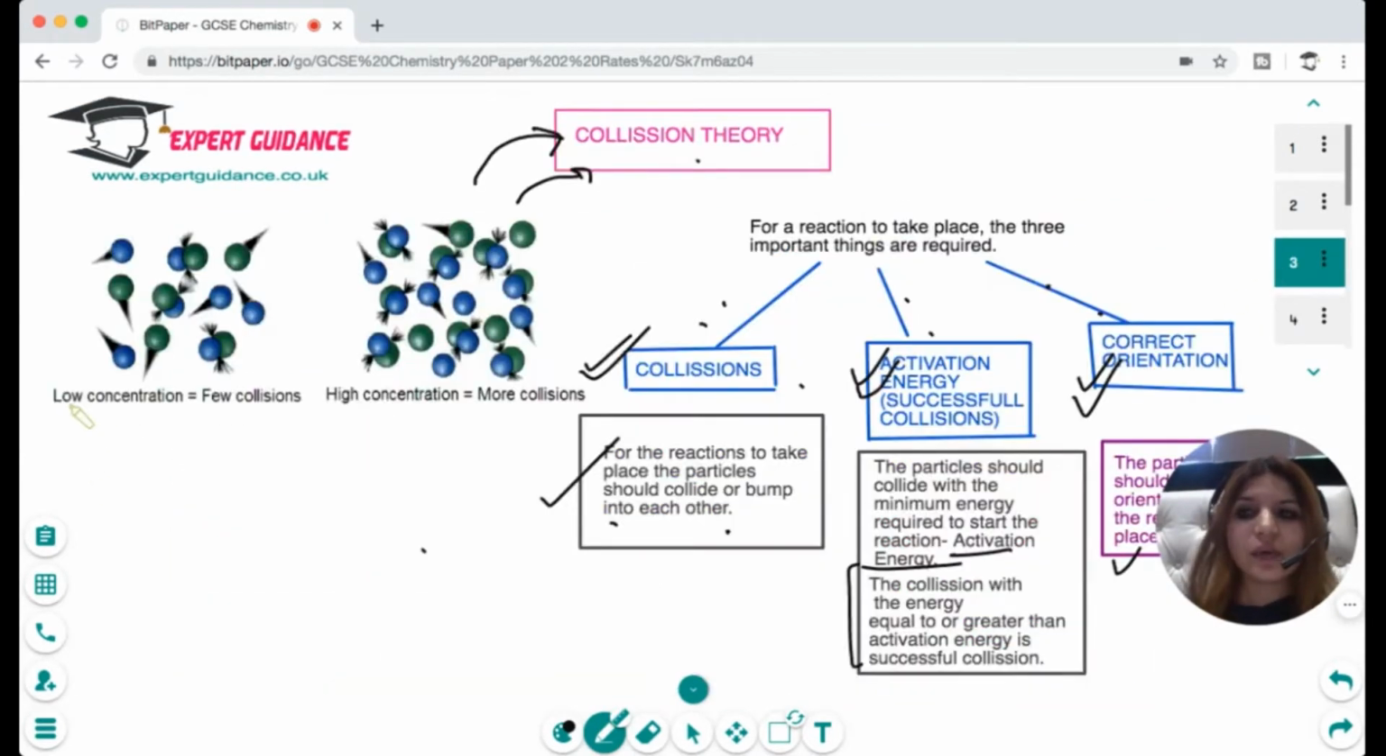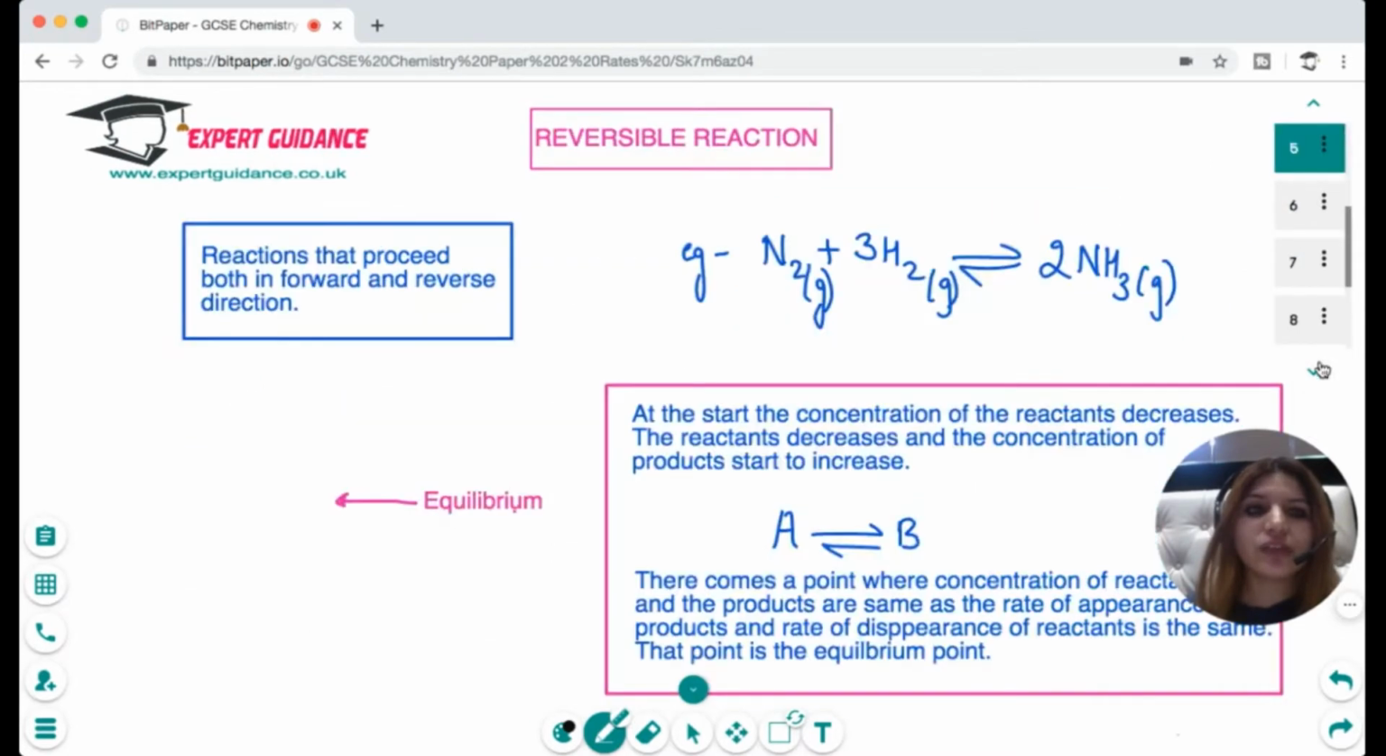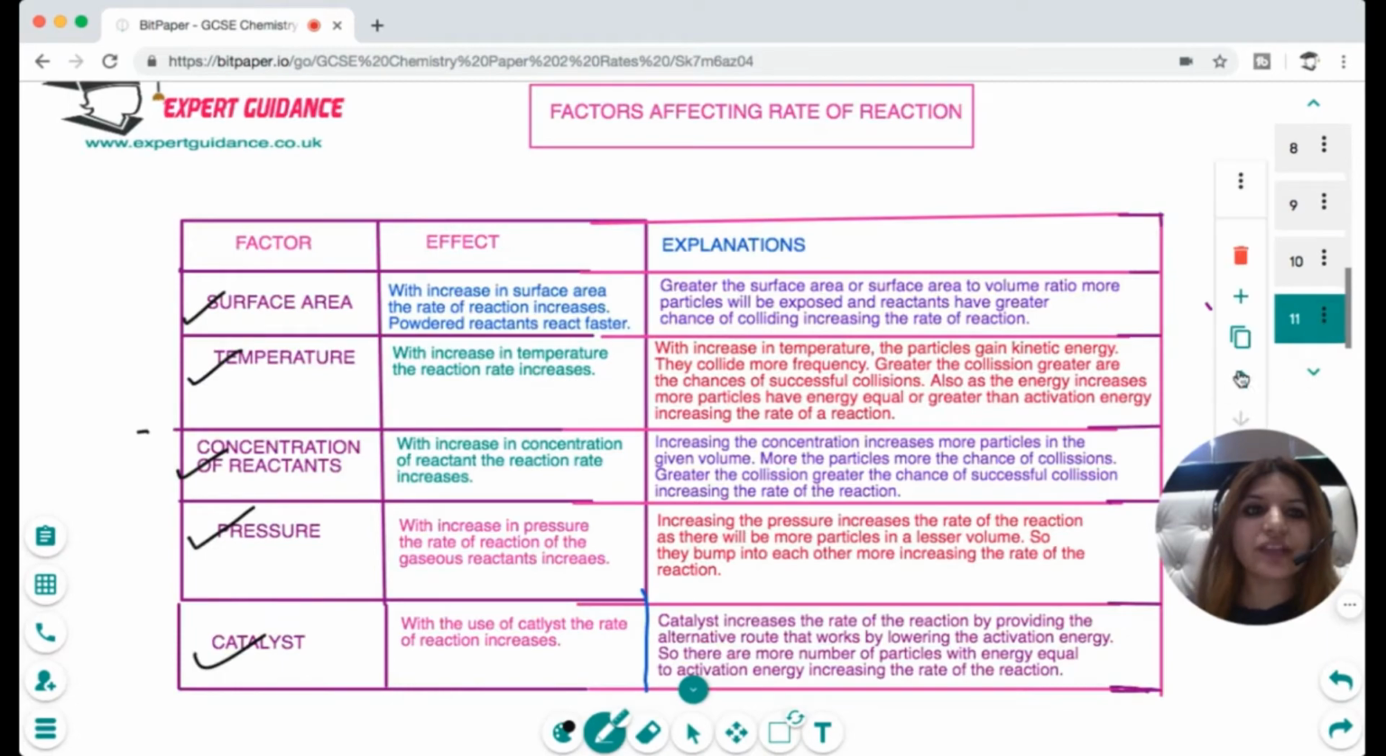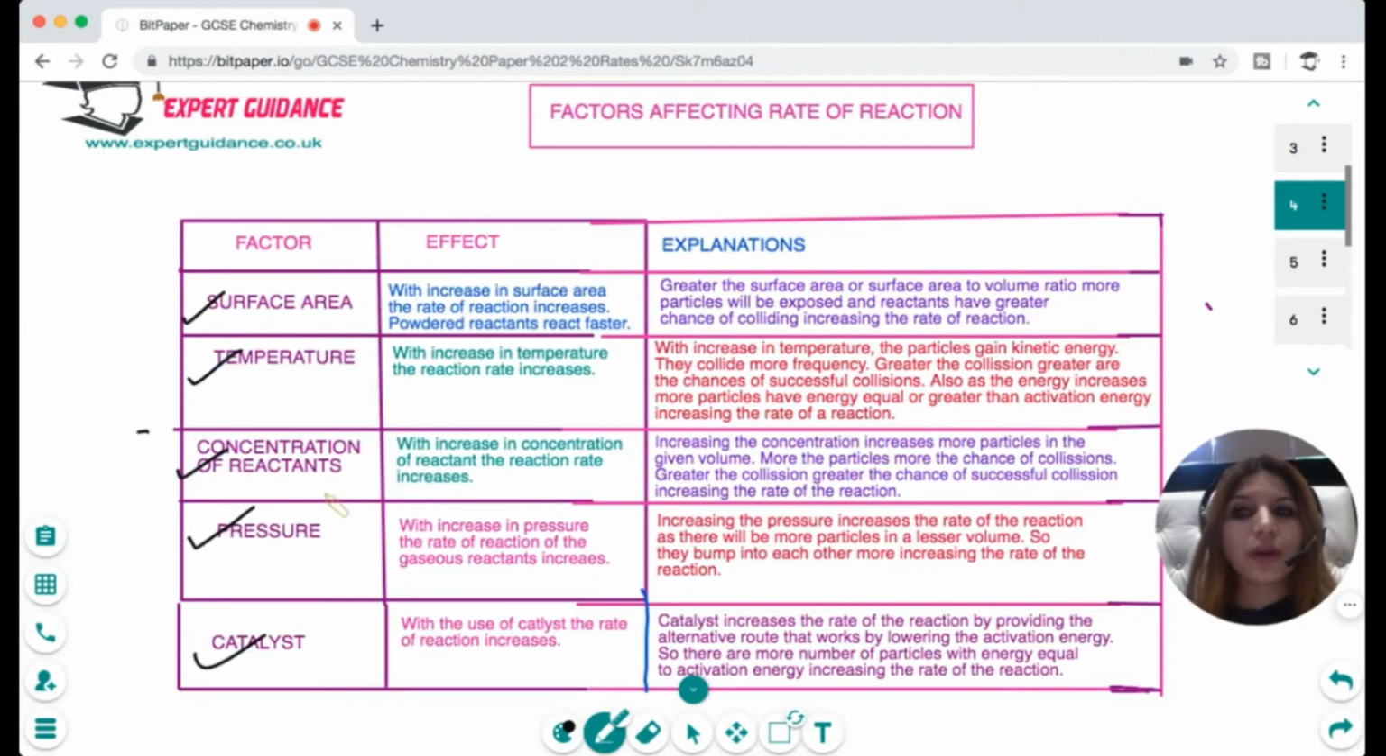Now you can see low concentration, fewer collisions; higher concentration, more particles to bump into each other, greater the rate of reaction. So we'll discuss the first factor, how the concentration affects the rate of the reaction. When we increase the concentration, the rate of the reaction increases. Now, why does it increase? Because there are more particles, more collisions, more chances of successful collision, and greater the rate of reaction.